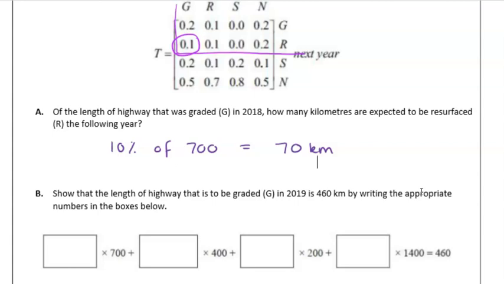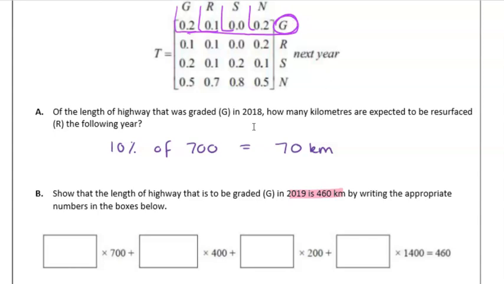The next part: show that the length of the highway that is to be graded in 2019 is 460 kilometres by writing the appropriate numbers in the box below. In this scenario, we're talking about all of the work funneling into grading in the following year. So we're going to have 20% of the graded road, 10% that was resurfaced will change to graded, nothing that was sealed will move to graded, and 20% that was no maintenance will require grading the following year.